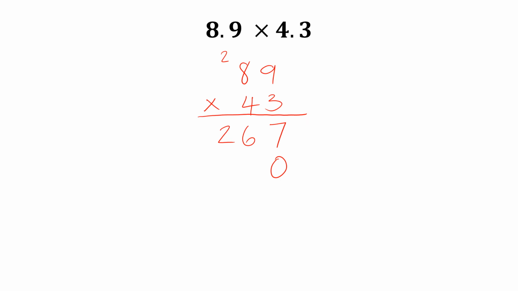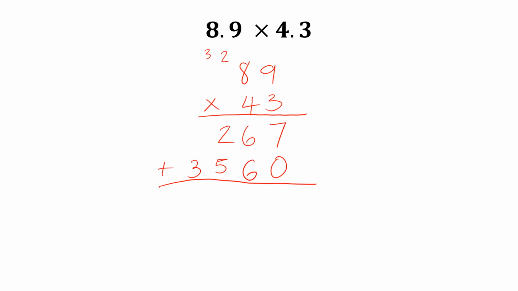Let's move on. So it's 4 times 9, which is 36. We put down the 6 and carry the 3. Then we multiply 4 times 8, which is what? 32. 32 plus 3, that's 35. After we're finished multiplying, we're going to add.